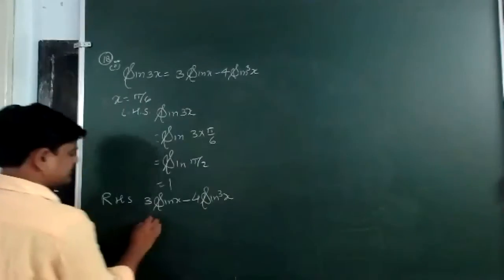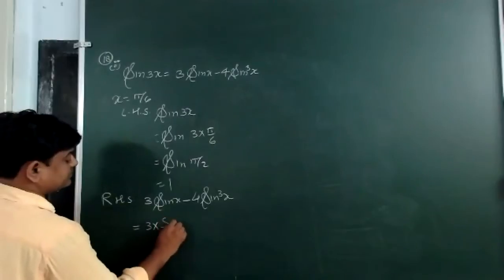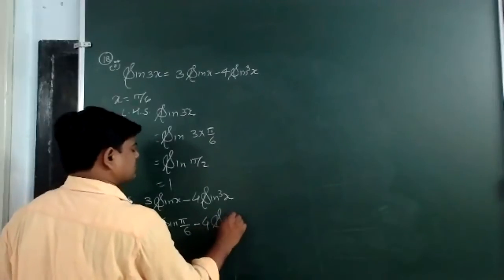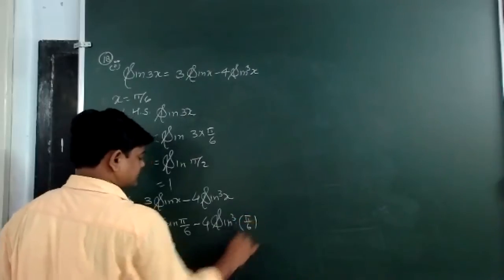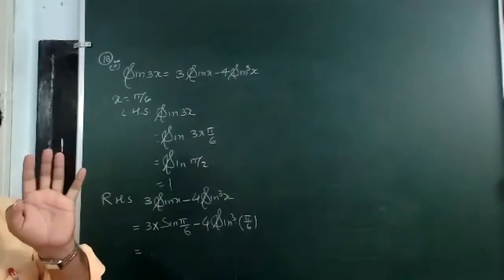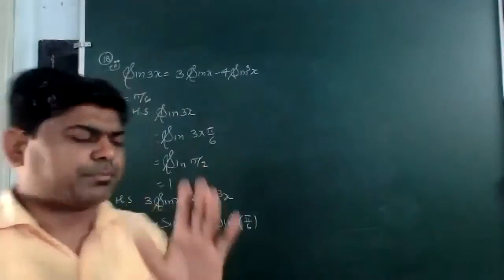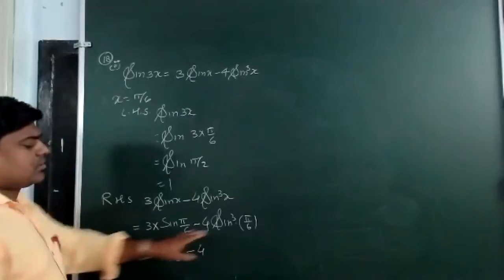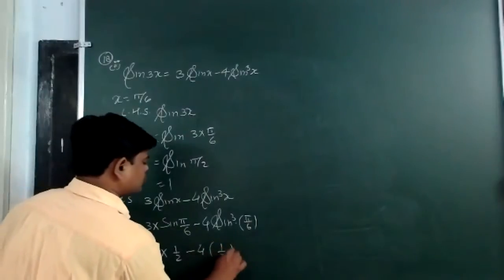4 sin cube x. It is 3 into sin pi by 6 minus 4 sin cube pi by 6. We know the value of sin pi by 6 is 1 upon 2. Am I correct? Pi by 6 means 30 degrees. The value of sin pi by 6 is 1 upon 2. I can write here 3 into 1 upon 2 minus 4. Sin pi by 6 is again 1 upon 2, and I have to take the whole cube. It is 1 upon 2 the whole cube.